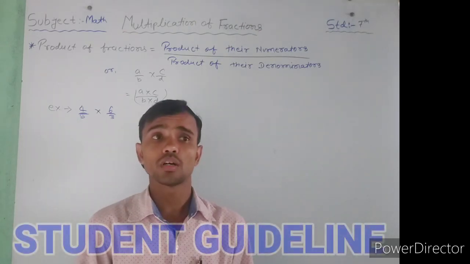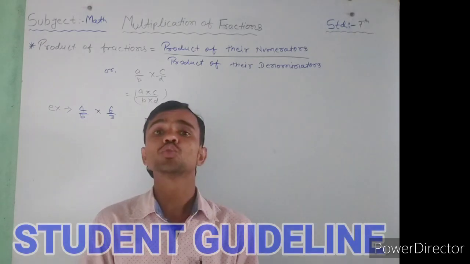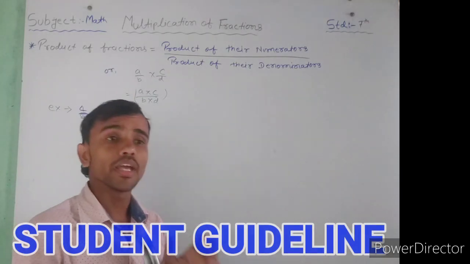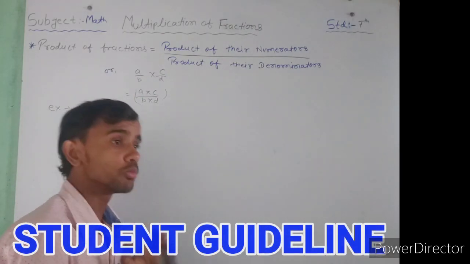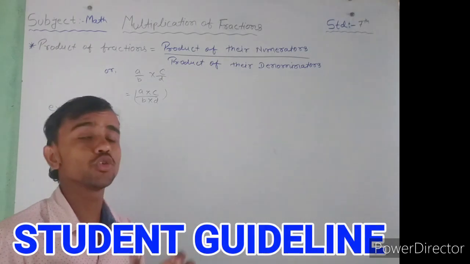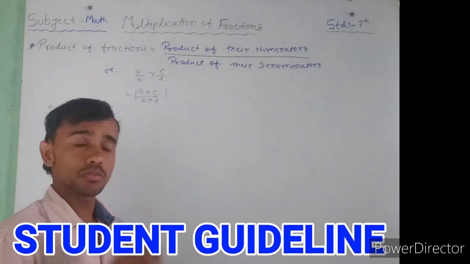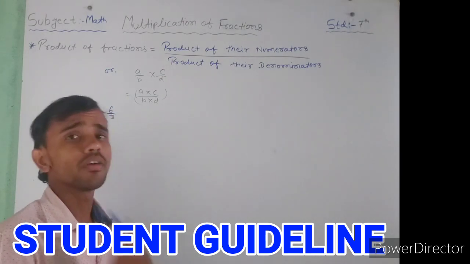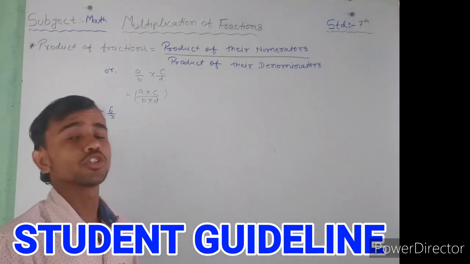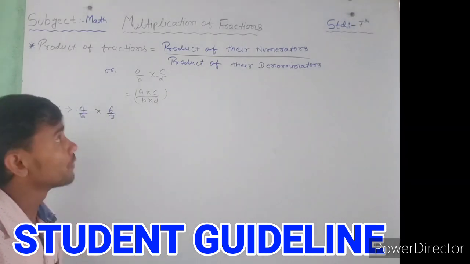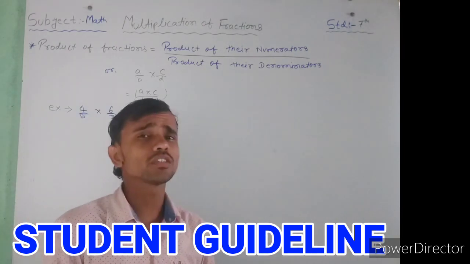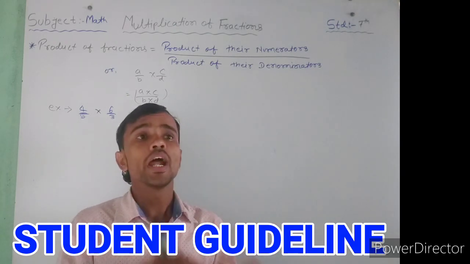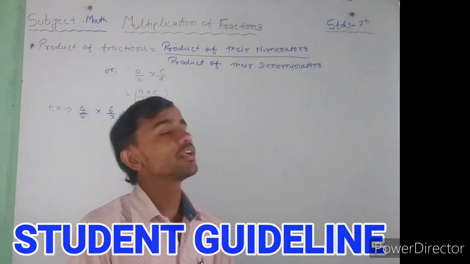The first topic is the product of fractions. When a question is given in your book, first identify what type it is, multiplication or addition of fractions, and after that start solving. First take the product of their numerators, which means multiply both numbers, divided by the product of their denominators.